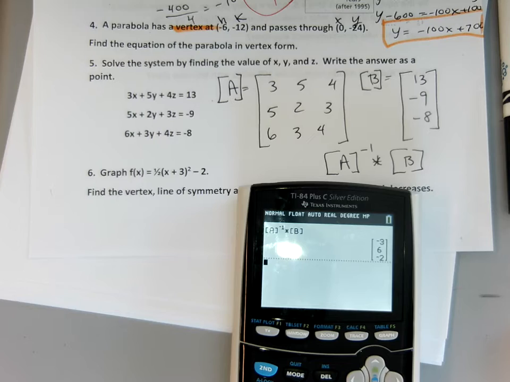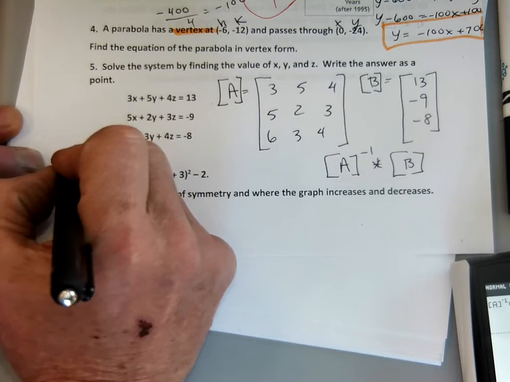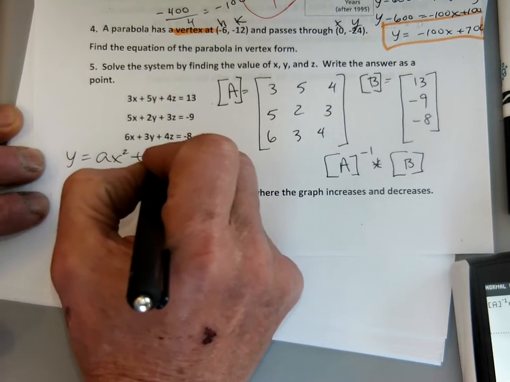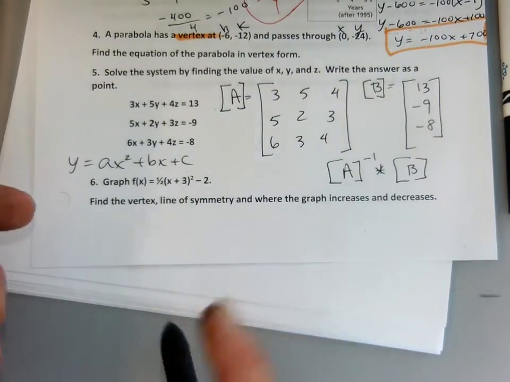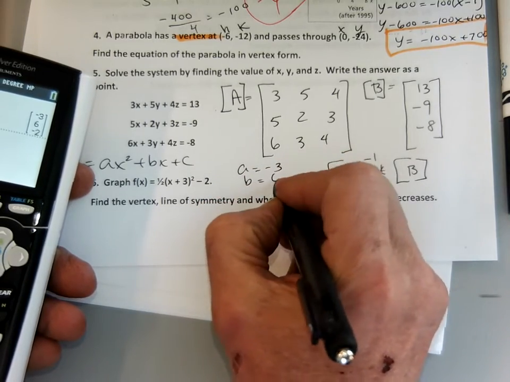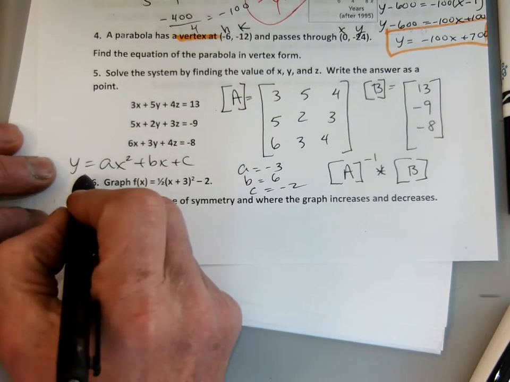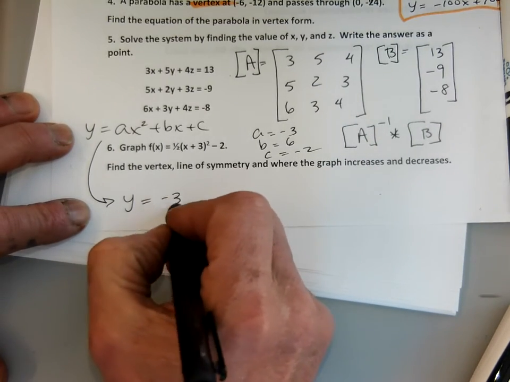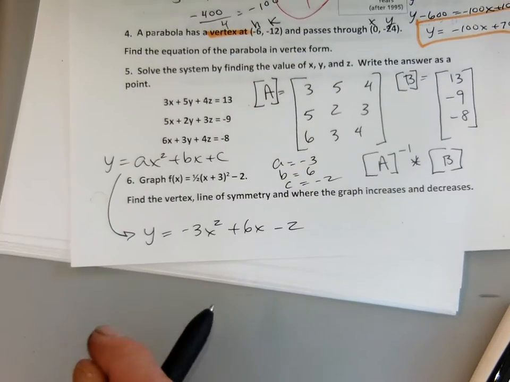Okay, so here's my answer. Ready, you're right. My answer has to be some y equals ax squared plus bx plus c. Now we know A, B, and C. A is negative 3, B is 6, and C is negative 2. So my equation is going to be y equals negative 3x squared plus 6x minus 2.